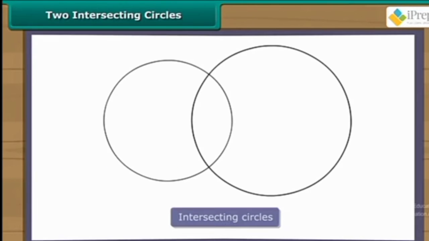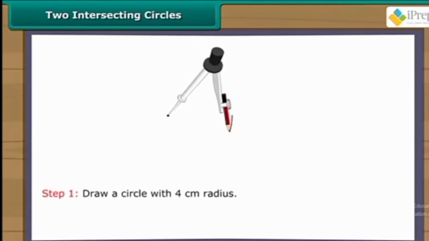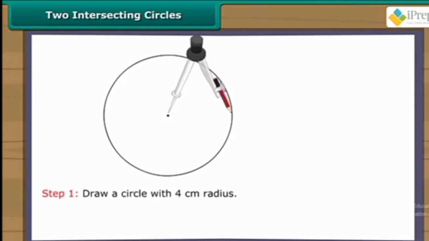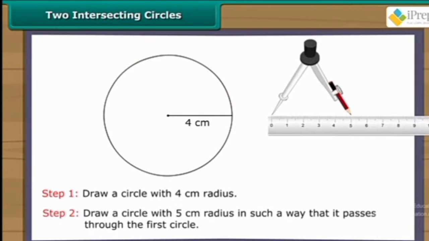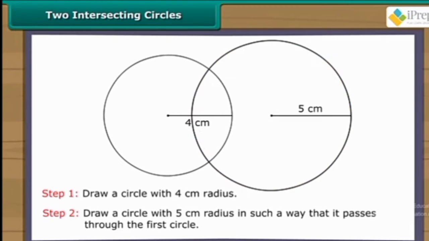Intersecting circles. Intersecting circles may or may not have the same radii. Let us now draw intersecting circles. Draw a circle with 4 centimeters radius. Draw a circle with 5 centimeters radius in such a way that it passes through the first circle. We have 2 intersecting circles.